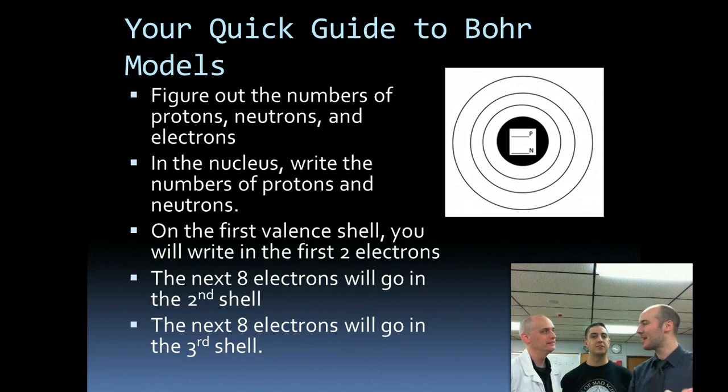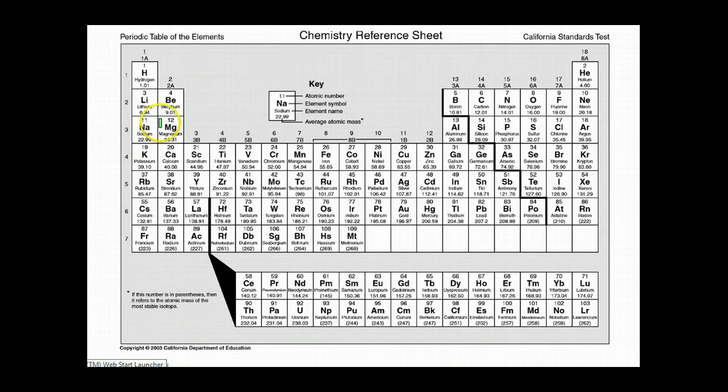I'm going to demonstrate how to draw one of these real quick. Okay, so we're going to draw a Bohr model for magnesium. First you've got to find it on the periodic table. Now, there's a few important pieces of information we need to figure out before we draw our Bohr model. We need to know the number of protons, the number of neutrons, and the number of electrons.